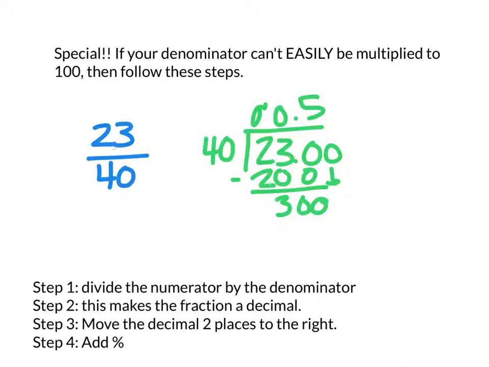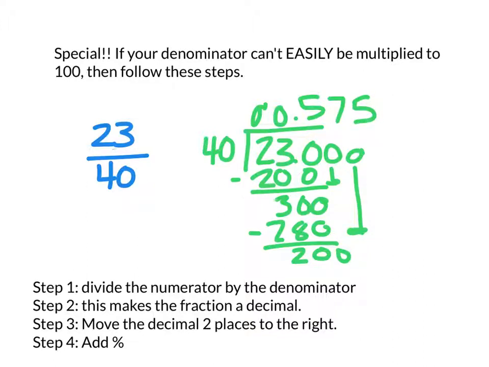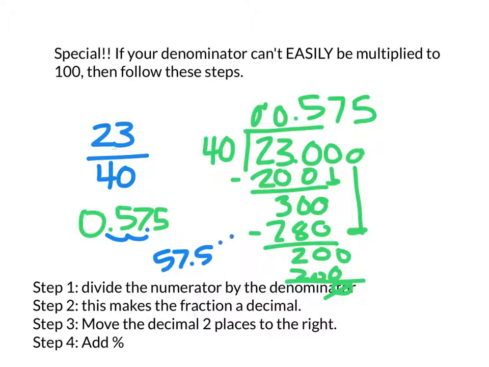4 goes into 30. 7 times is 280. Bring down another 0. And then that would be a 5. And that would go in evenly. Okay, so now I have 0.575 as my decimal. And now I just follow the steps. Move the decimal 2 places to the right. 1, 2. So 57.5%.